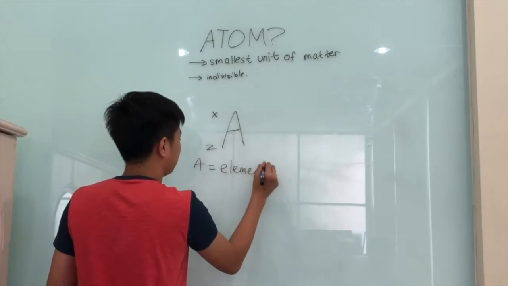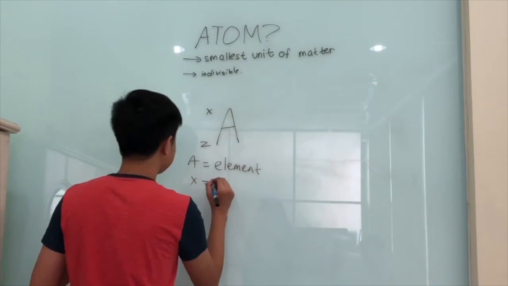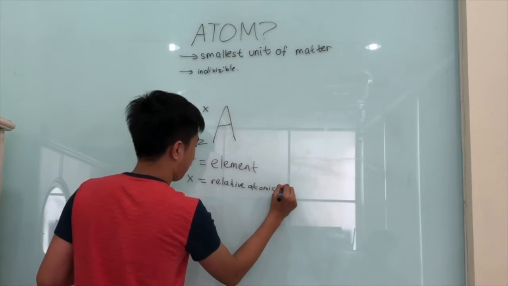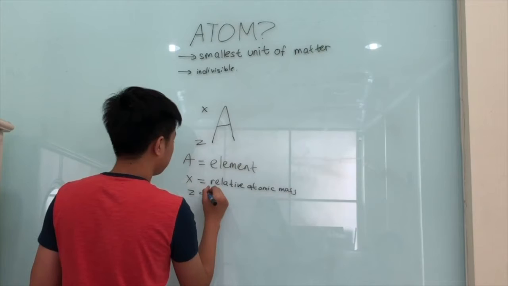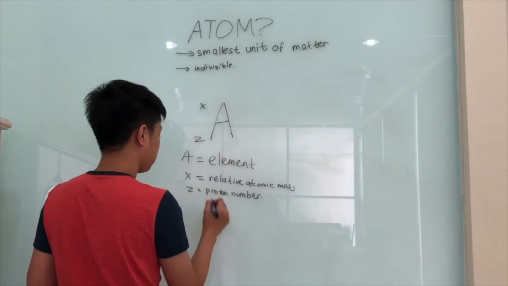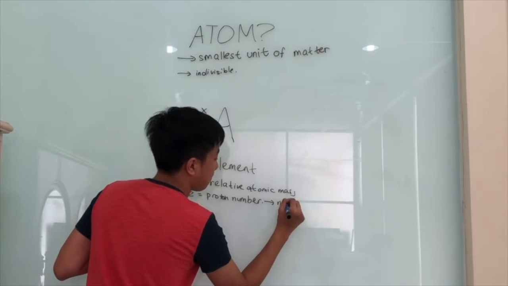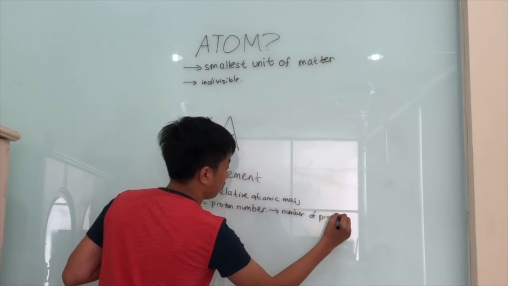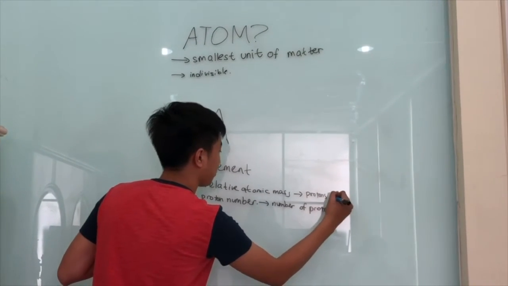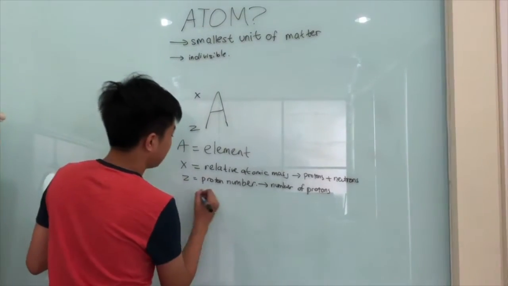The biggest number that's in the middle, A in this case, is the element, while the top number, X, is the relative atomic mass. Z, the bottom number, is the proton number. The proton number is the number of protons that the element has, while the relative atomic mass is the sum of the protons and the neutrons in that element.